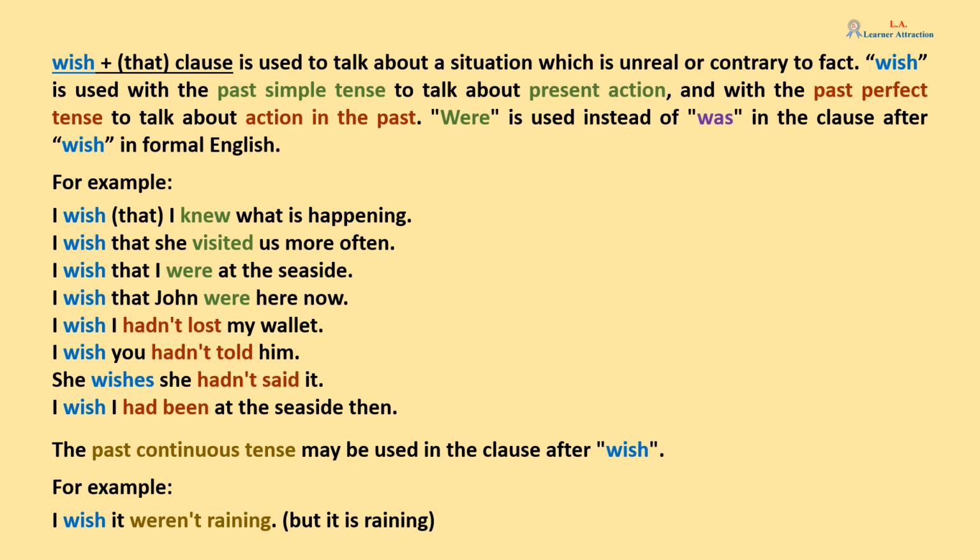The past continuous tense may be used in the clause after wish. For example, I wish it weren't raining. But it is raining.